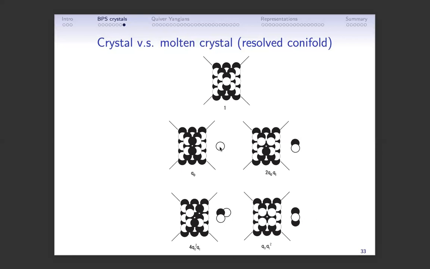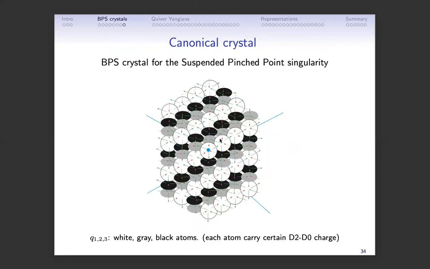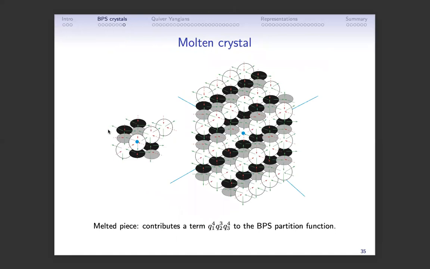Each one has certain charges. Each one corresponds to a certain combination of the D2 D0 charge. This is another example. This is the full crystal of the suspended pinch point singularity. This one has 3 colors: white, gray, black. And then this is a particular molten crystal configuration, the finite bit. So in this talk, when we say we grow a crystal, we mean this molten crystal picture.